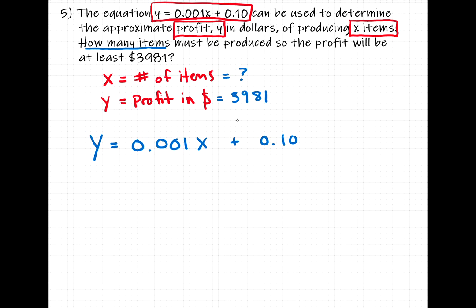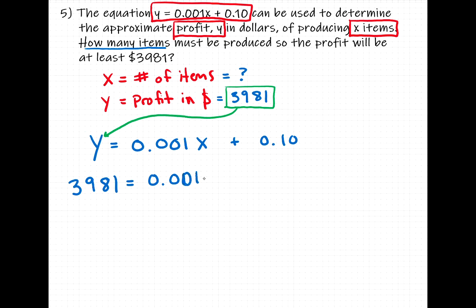3,981. Okay, so we have this equation with two variables. One of them we're given, so this 3,981 we can plug in for the y, which means we have to solve for x. So if y is 3,981, the rest of the equation stays the same: 0.001x plus 0.10. Now at this point, solve for x. x is what we're looking for. Remember the original problem, x is the unknown. So solve for x. Isolate the x, get x by itself.